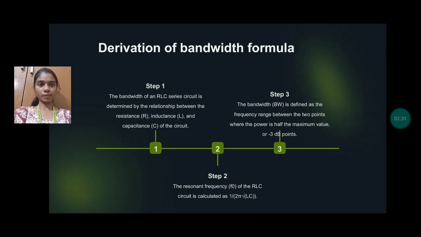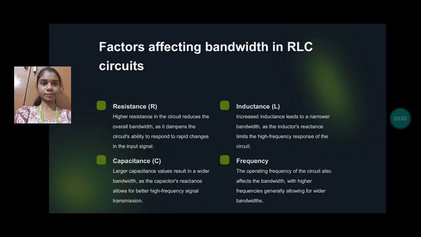Derivation of bandwidth formula. Step 1. The bandwidth of an RLC circuit is determined by the relationship between the resistance R, inductance L, and capacitance C of the circuit. Step 2. The resonance frequency of the RLC circuit is calculated as 1 by 2 pi root of LC. Step 3. The bandwidth is defined as the frequency range between the 2 points where the power is half the maximum value, or the minus 3 dB points.